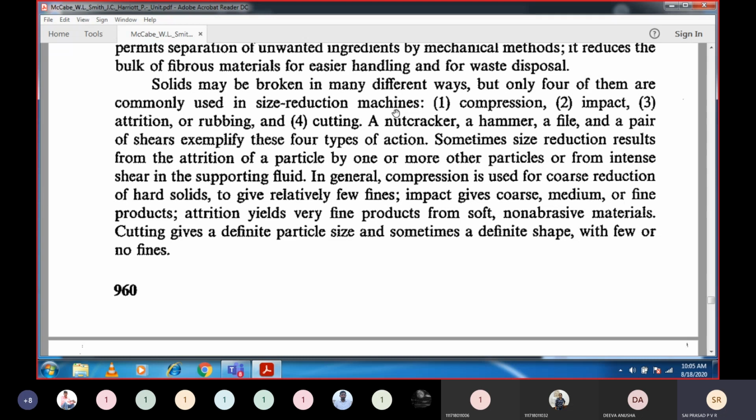And the third one is attrition or rubbing. When we are dealing with the hardest material, compression and impact will not work. So hence what we are supposed to do is use shear forces on the surface. The chakki which is there in your house, if your house has a chakki, a grinding stone, for example, okay, the scissors is a different example. So the chakki is the best example.